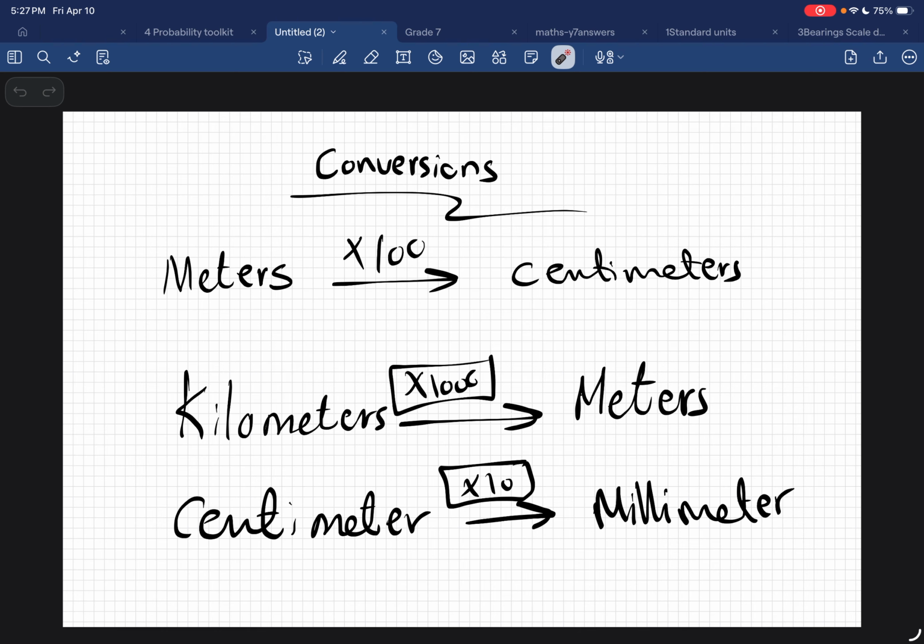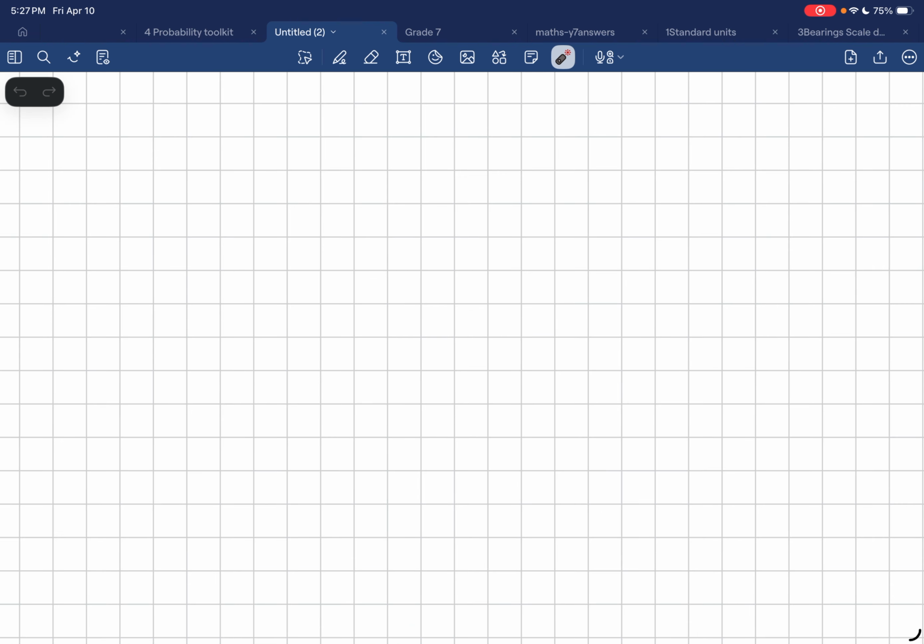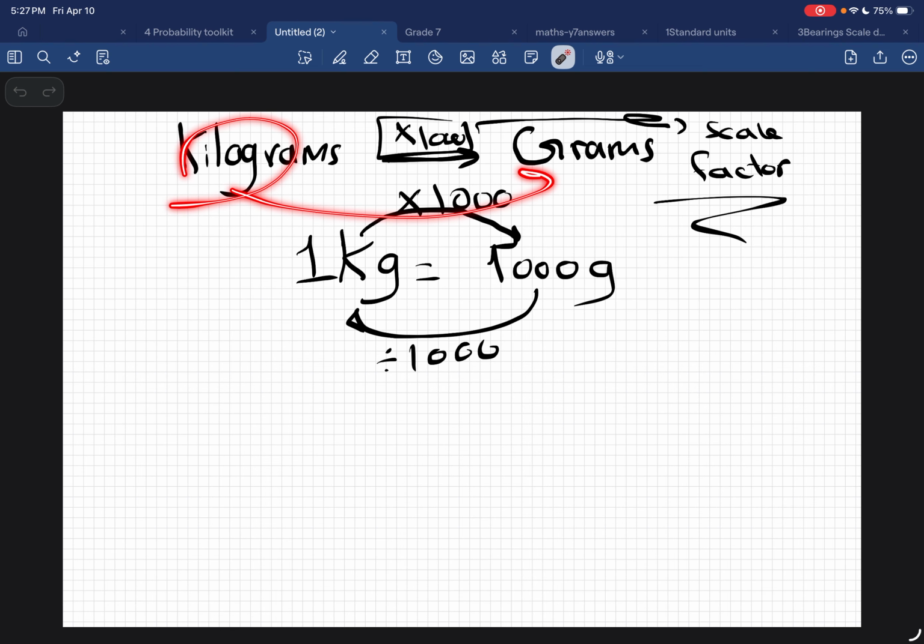It's really important, guys. From meters to centimeters, multiply by 100. From kilometers to meters, you're going to multiply by 1,000. From centimeters to millimeters, you're going to multiply by 10. For weight, okay? We know for a fact that 1 kilogram is equal to 1,000 grams, right? So from kilograms to grams, you're going to multiply by 1,000. And if you go back from grams to kilograms, you're going to divide by 1,000, okay?